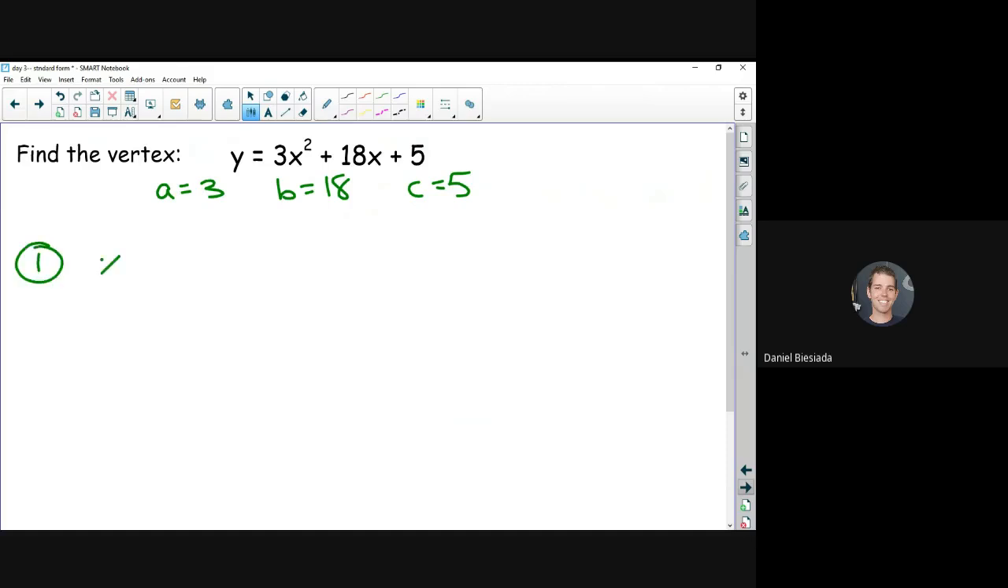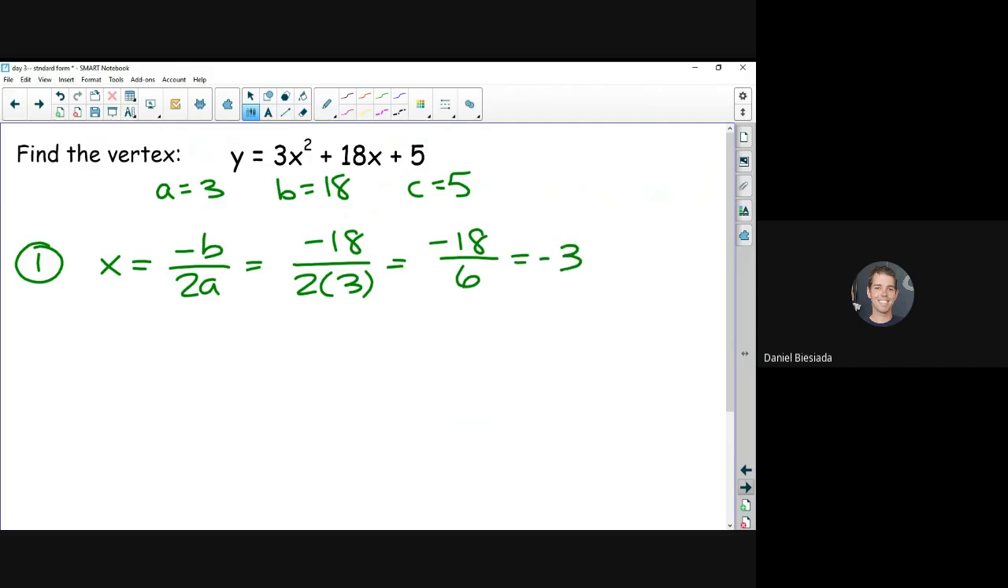Step 1, we're going to use the formula from the previous page, which is negative b over 2a to find the vertex x value. So if I look at negative b, that would be negative 18. Down at the bottom, 2 times a is 3. That gives me negative 18 divided by 6, and that leaves me with negative 3. So for my vertex, I already know that the x value will be negative 3. And how do I find the y value? Well, I simply substitute that negative 3 all the way back into the original equation to find y.